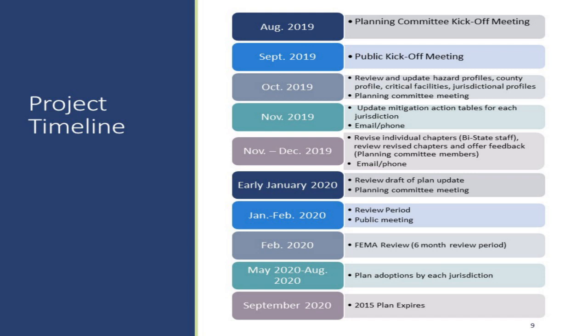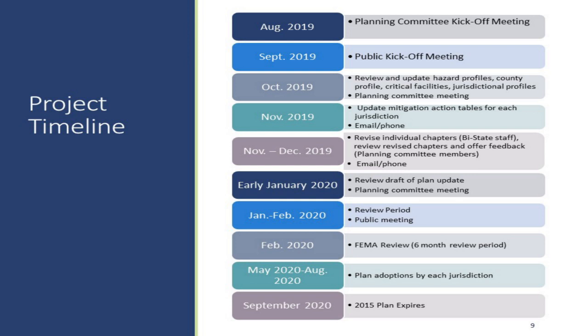out before the end of October, or the end of September, the hazards that we have collected that have happened since 2015 for jurisdictions to review, the county profiles, a list of critical facilities that were included in the last plan, and we'll ask the communities or participating jurisdictions to read through those and come up with what the new priorities should be. We'll have a planning committee meeting in October to go over that information and make sure that we're on track, especially as we move forward for the next several months.